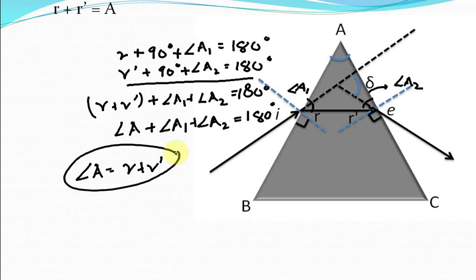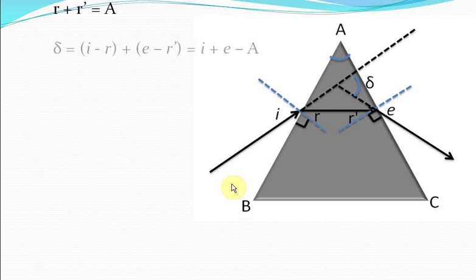Here you go. Now what is delta? Delta is clearly I plus E minus A. I know we're using a lot of complex geometry here, but you'll have to pay attention, because that is how we'll be able to obtain an expression for delta, the final angle of deviation of the light ray after it's passed through the prism. So how did this expression come into being? Why is delta I plus E minus A?